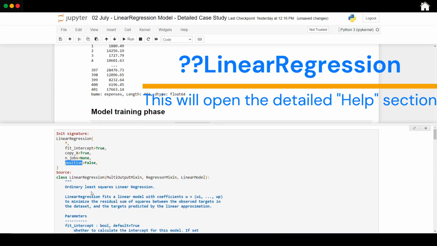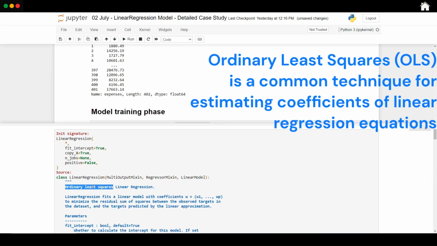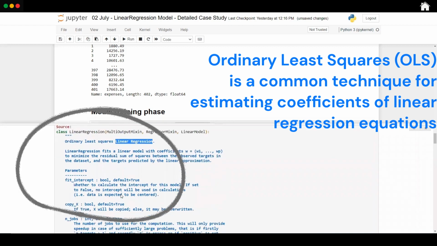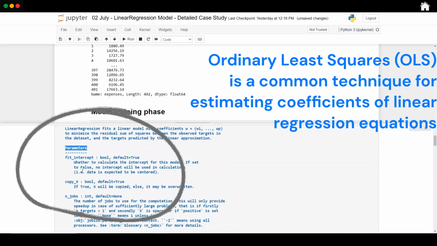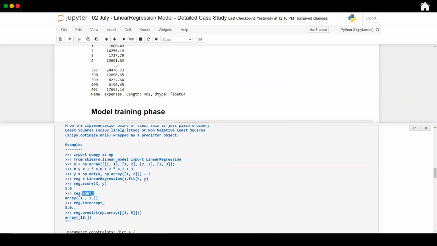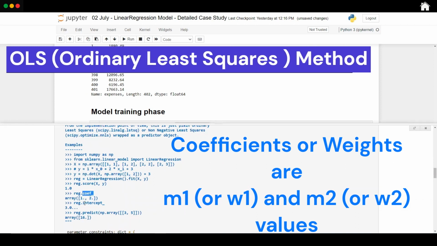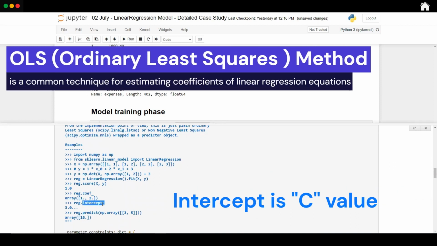In this case, this linear regression model is using something known as the ordinary least squares method. We will talk about that again, but this is our linear regression model. And these are the input parameters it can take. You can go through the entire documentation as per your interest, but the output from the model will be the coefficients. The output will be those m1 and m2, the coefficients or the weights. I will show you. You will also see that c, the intercept.